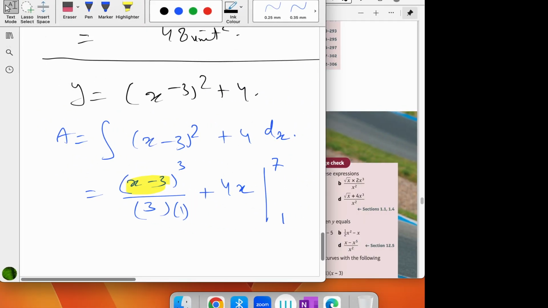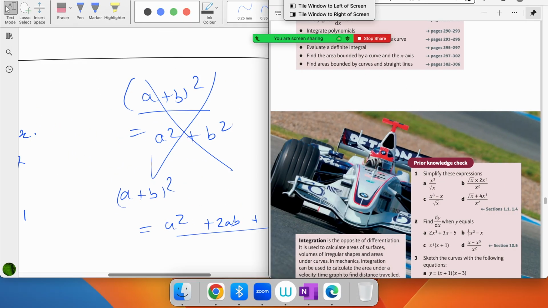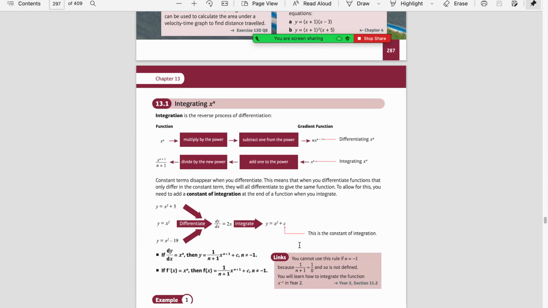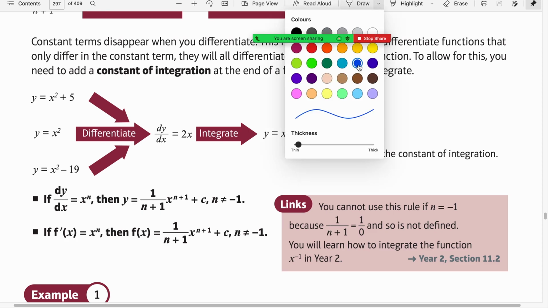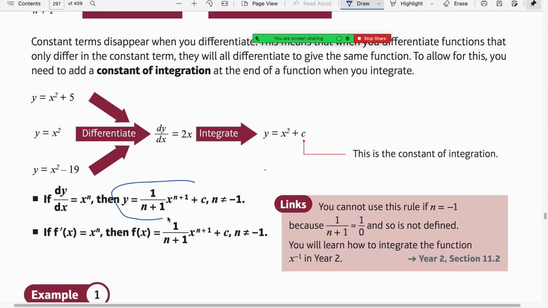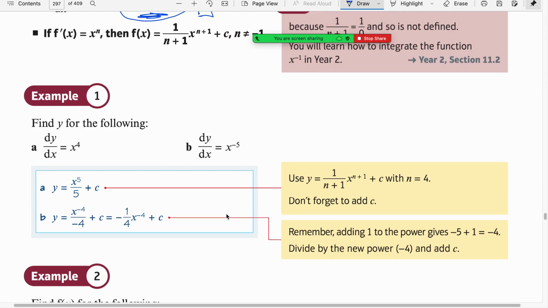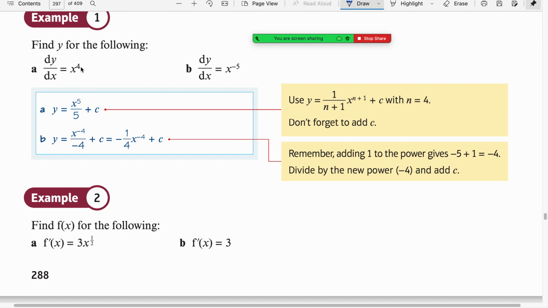Let's see what we have in the book. Okay, see this? dy by dx was already there. And how do you integrate it? This is the integration. You add 1 to the power and divide by the new power. And we add the constant c. For example, this x power 4: increase the power by 1, divided by the new power, plus c. Getting it?